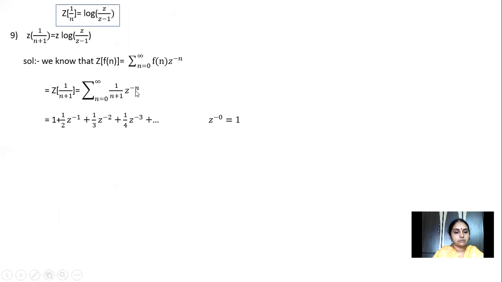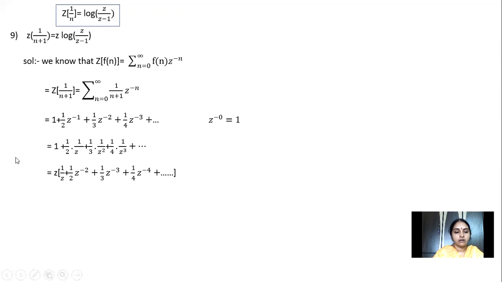1 by 1 into z power 0 is 1. 1 by 2 into z power minus 1, 1 by 3 into z power minus 2, like this. And then 1 plus 1 by 2 into 1 by z, 1 by 3 into 1 by z square. Here z power 1 is there, no? Here 1 factorial or 1 has to be there in any series.